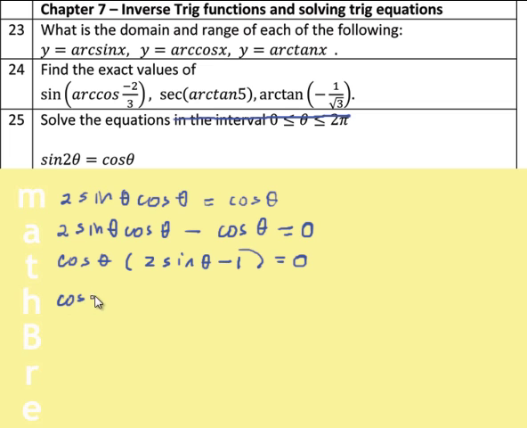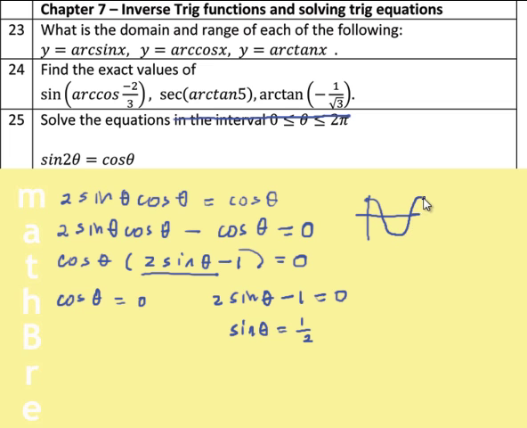So here we have two equations: cosine theta equals 0, and 2 sine theta minus 1 equals 0. Solve for sine theta, and we have sine theta is equal to 1/2. All right, cosine theta equals 0. If we look at the cosine curve, it's 0 in two places. That's 90 and 270. So I'm going to write down theta equal 90, theta equal 270.